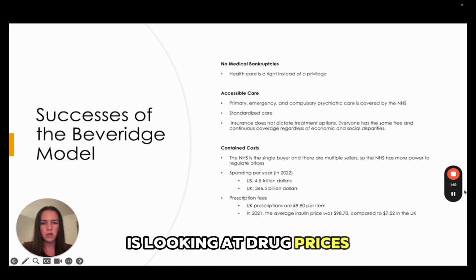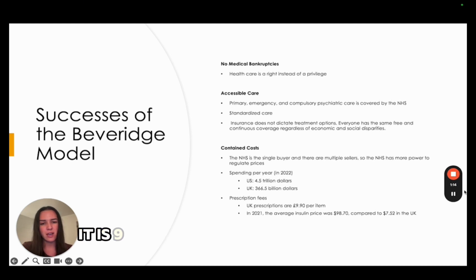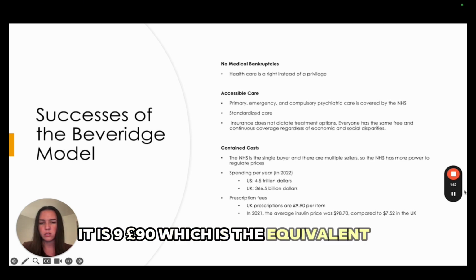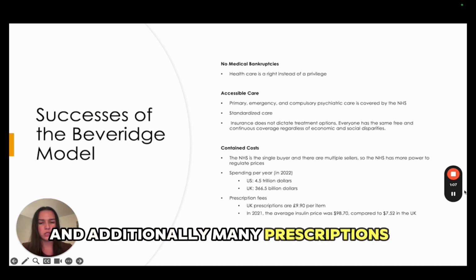Another sector where the benefit of eliminating market competition really shines through on behalf of the consumer is looking at drug prices. In the UK, if there is a copay for prescriptions, it is £9.90, which is the equivalent of $12.84 per item, and additionally, many prescriptions are free.